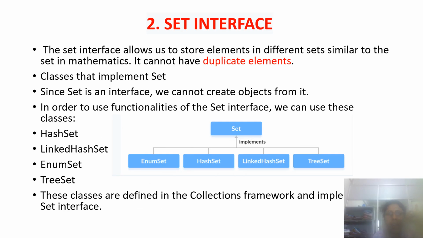Likewise, the Set interface allows us to store elements in different sets, similar to the set in mathematics. The main property of the Set interface is that it should not have any duplicate elements. Classes that implement the Set: since Set is also an interface, we cannot create an object from it. Instead, the functionality is provided by using classes. Here the classes are EnumSet, HashSet, LinkedHashSet and TreeSet. By using all these classes, the Set interface provides its functionality.